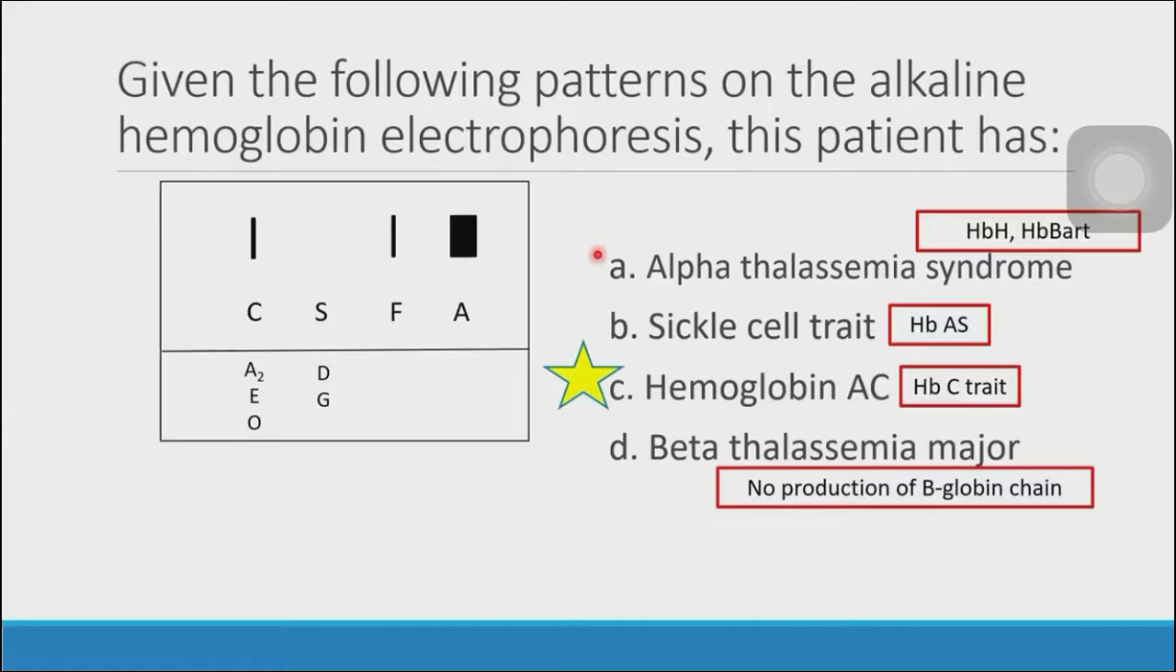For example, kung walang HbAC or hemoglobin AC or HbC trait, ano yung probable na pwedeng maging result here? Pwedeng maging result in normal patient. So, bakit siya normal patient? Because again, normal patient contains a predominant hemoglobin, the major hemoglobin is still HbA. Again, it may contain also HbA2 and slight amounts of HbF.